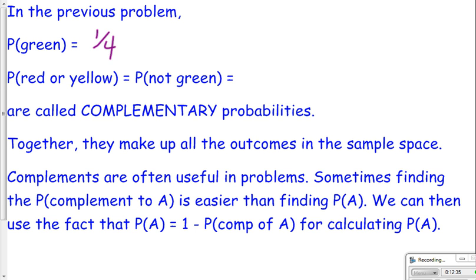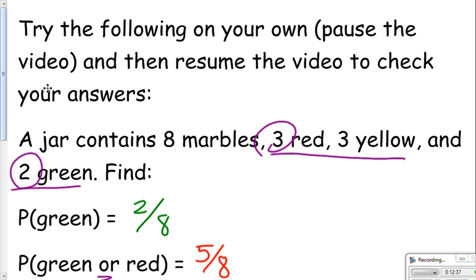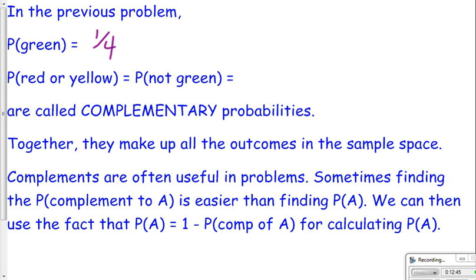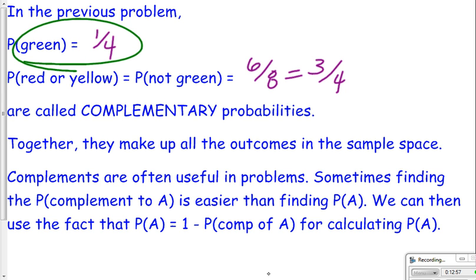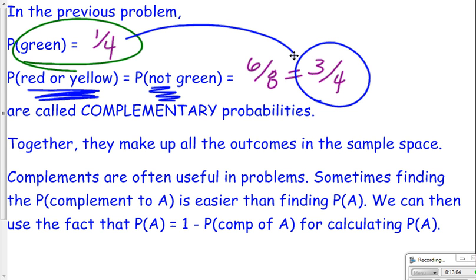The probability of red or yellow, let's look at that. There was 3 red and 3 yellow. So that was 6 out of 8, which was 3 out of 4. So really what we just figured out is the probability of green was 1/4, and the probability of not green, the things that weren't green, was 3 out of 4. 1 out of 4 and 3 out of 4 add up to 1, which we said was the biggest probability answer we could have.